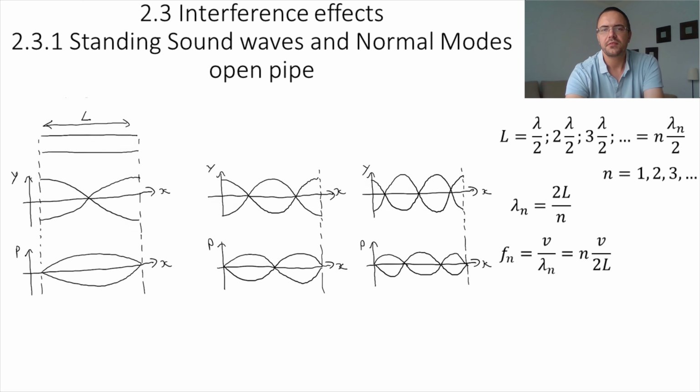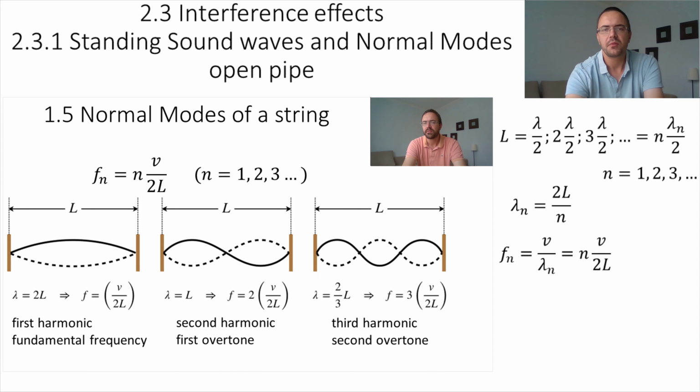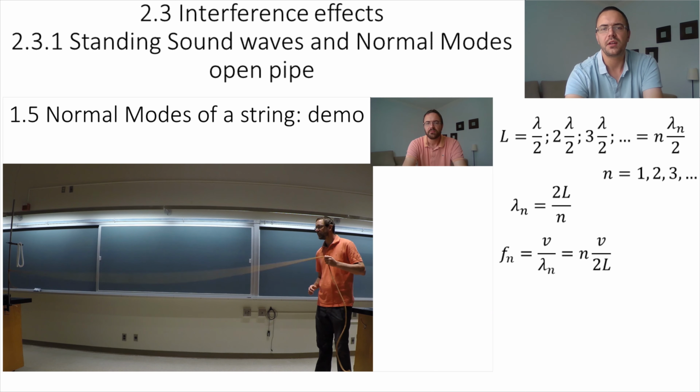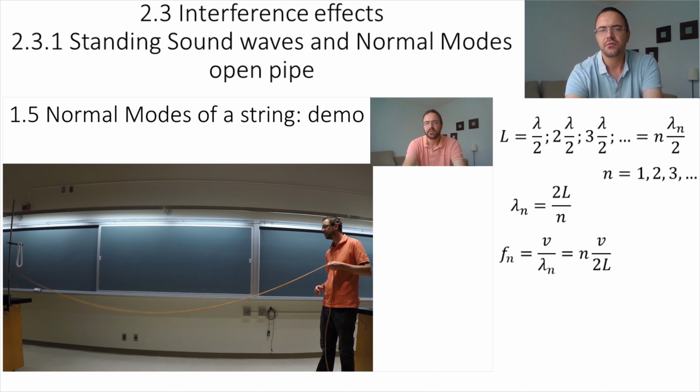By the way, this is the second time that we get this. Remember, we already found the same result for a string. For a string with a fixed end on both sides, the normal modes are the same as for a pipe that is open on both sides. It's the same formula, and this is normal because for a string we have nodes of displacement at the fixed ends, and for an open pipe we have nodes, this time of pressure fluctuations, on both sides. So in both cases, the frequencies of the normal modes are the same, and they are nv over 2L.